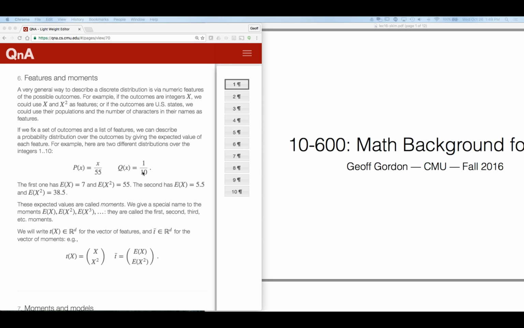Right? And so these two different distributions differ in the expectations of these two features. And so we can think about using the features to characterize the different distributions, saying that I would like to describe whatever my distribution is by listing what the expected value is of each one of these features.